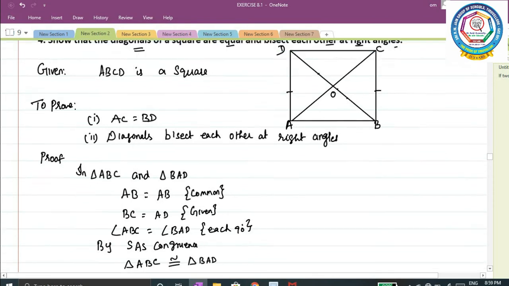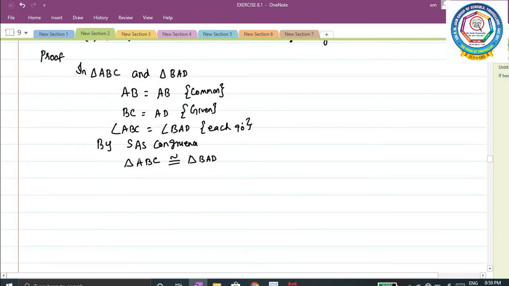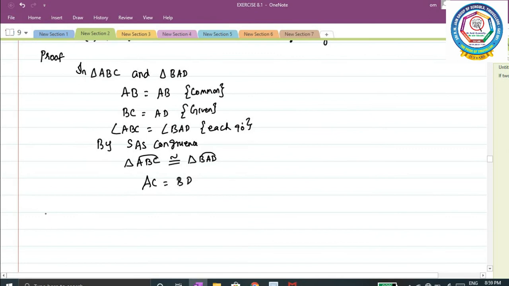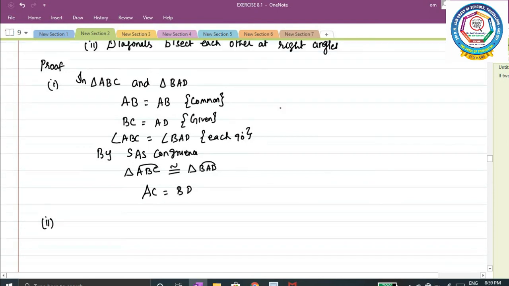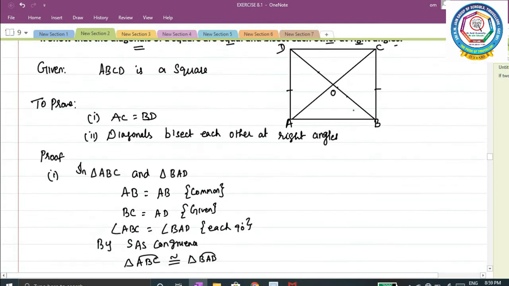Now I am going to take the CPCT. AC is equal to BD. The diagonals are equal. First subdivision we prove. Then second subdivision, what we have to prove? Diagonals bisect each other at 90 degrees.